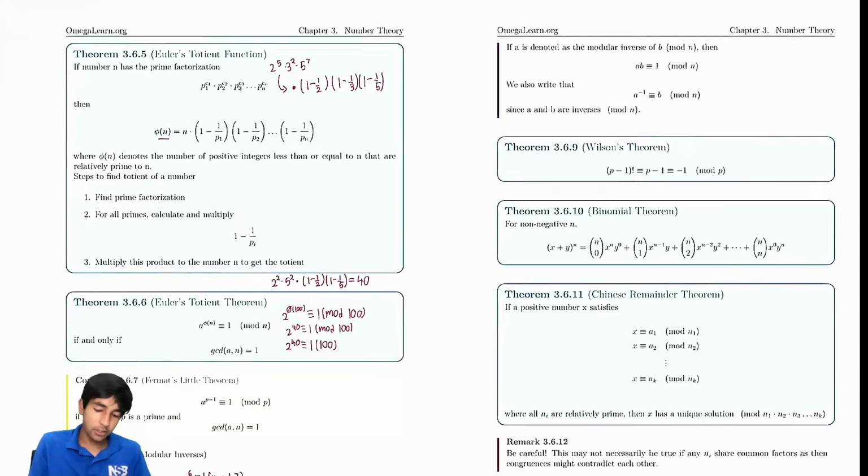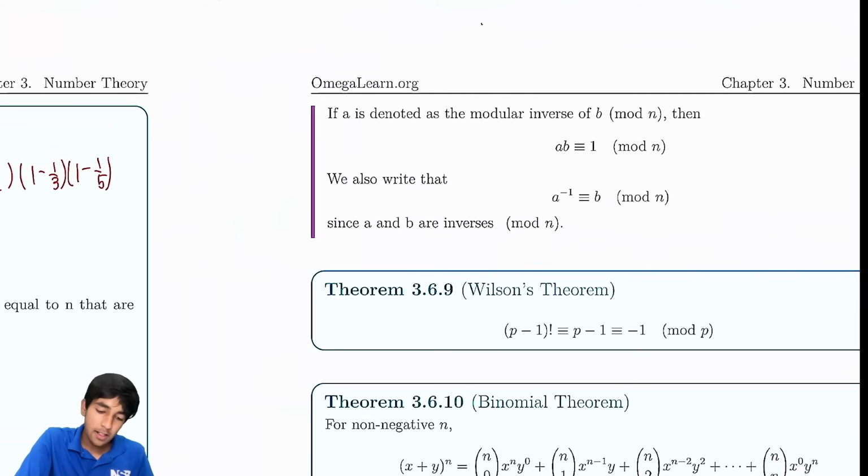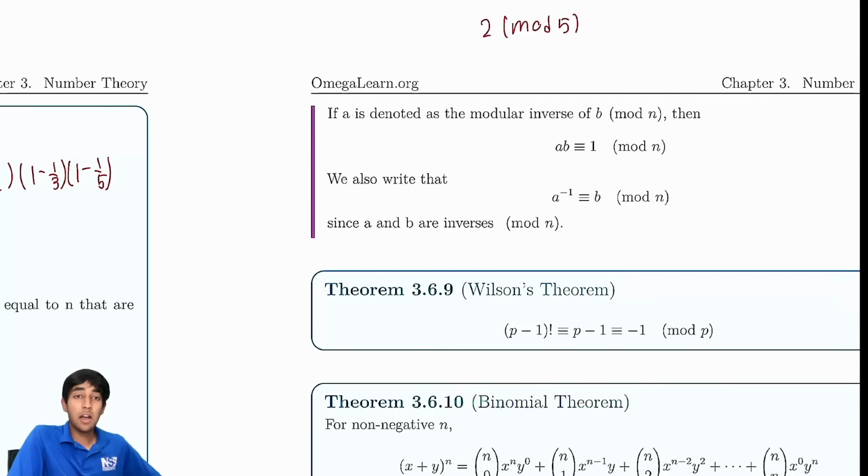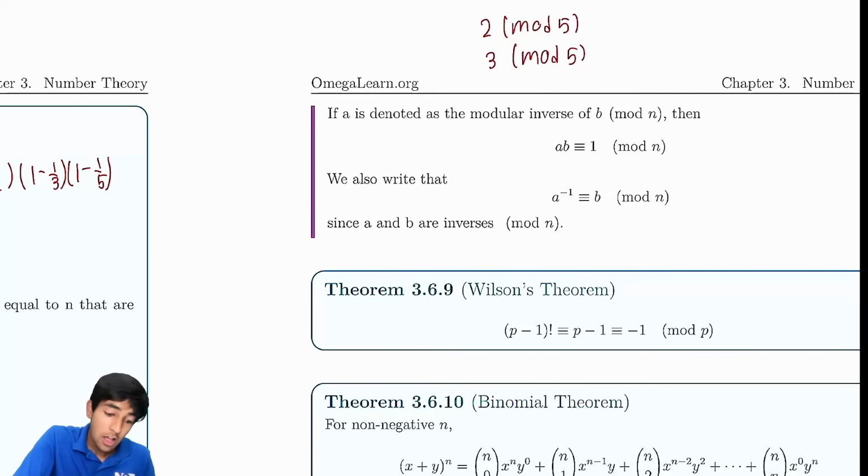Okay, now modular inverses. If you have a number a, let's say 2 mod 5, the inverse of the number is a number in mod 5 you can multiply by to get 1 mod 5. In this case, our inverse is 3 mod 5. Because look, 2 times 3 is 6, which is just 1 mod 5. So in other words, we could say 2 inverse is congruent to 3 mod 5.